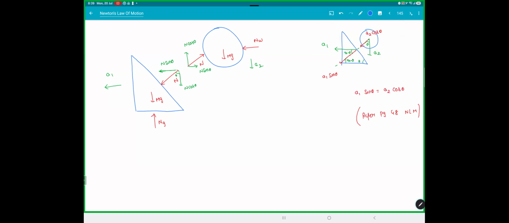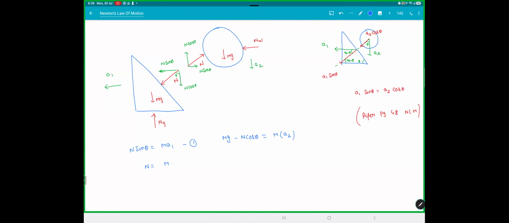FBD, equations and constraints. Now, this guy is only moving in the horizontal direction. The only guy pushing is N sine theta. N sine theta is M A1. This thing, the only thing which is pushing down is mg. So this is mg minus N cos theta is mass into acceleration a2. Take N from here, which is M a1.